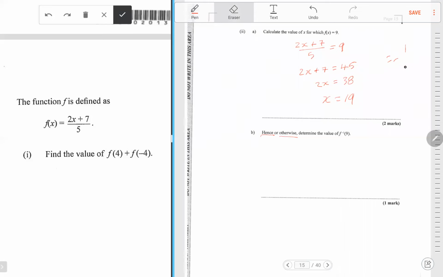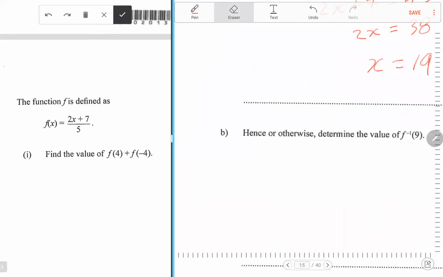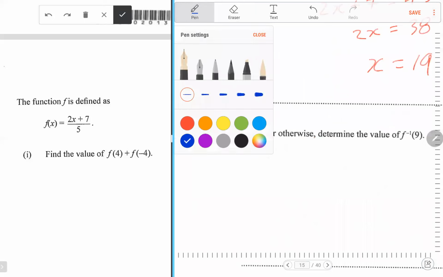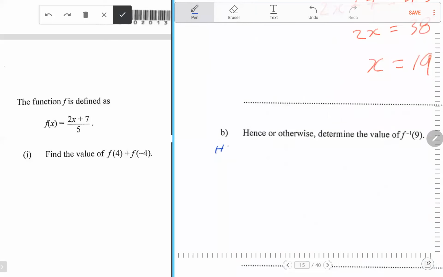But let's say you never knew that. So I'm going to show the two methods. You say hence or otherwise. So let's do the hence method first, just in case you never know.